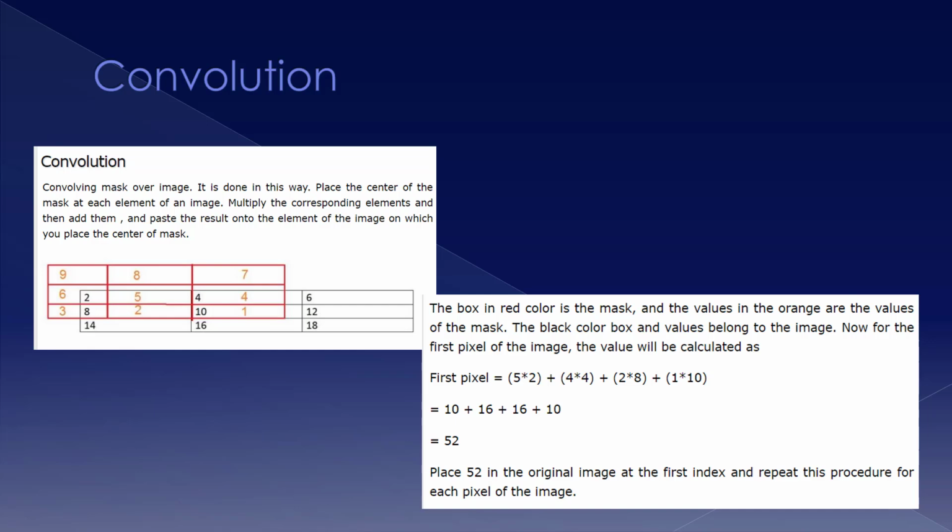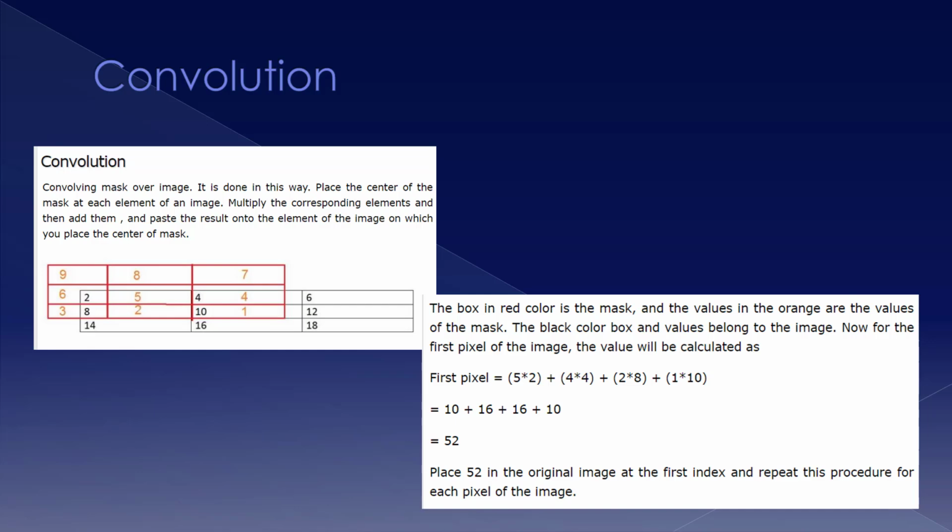The box in the red color is the mask, and the values in orange are values of the mask. The black color box and values belong to the image. Now, for the first pixel of the image, the value will be calculated as follows. The first pixel is 5 times 2, plus 4 times 4, plus 2 times 8, plus 1 times 10, which is 10 plus 16 plus 16 plus 10 equals 52.